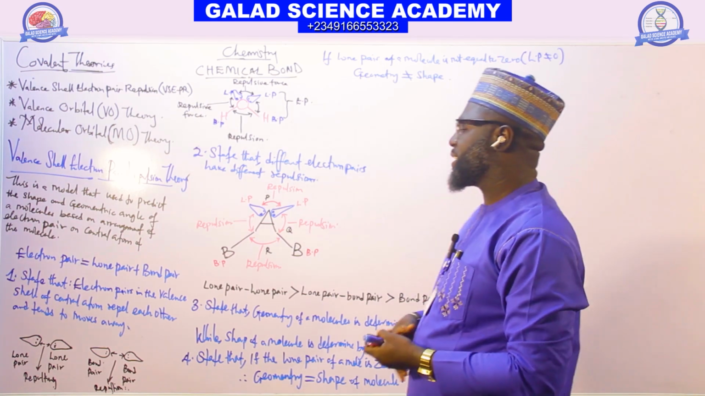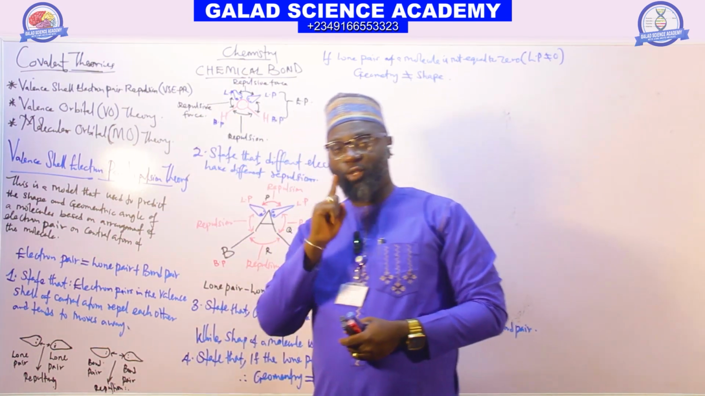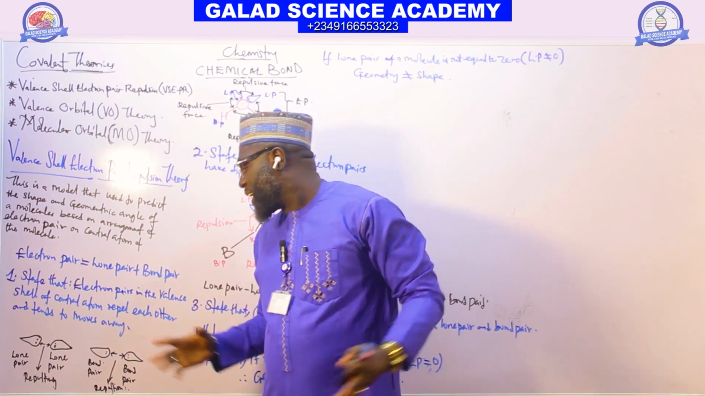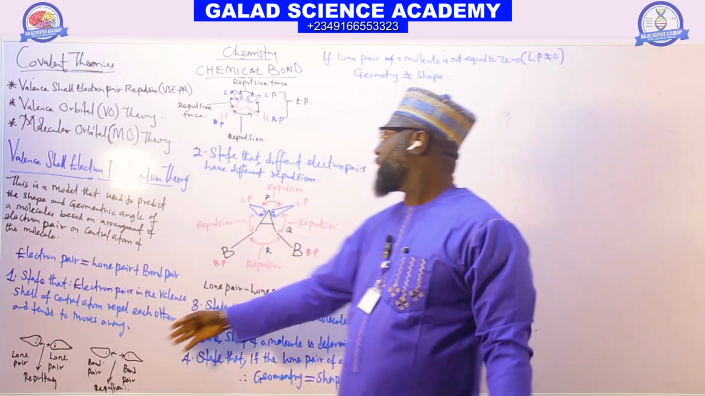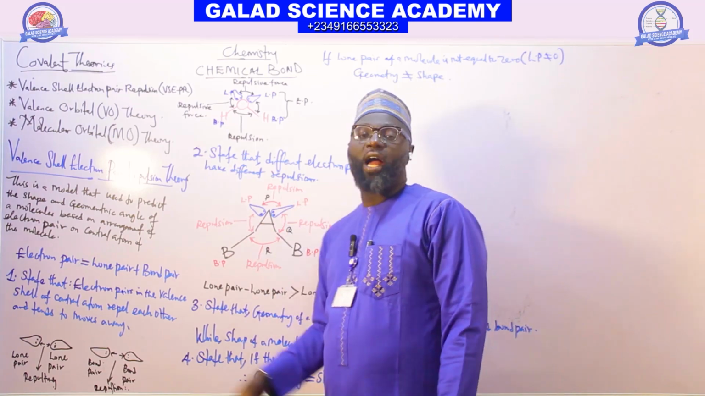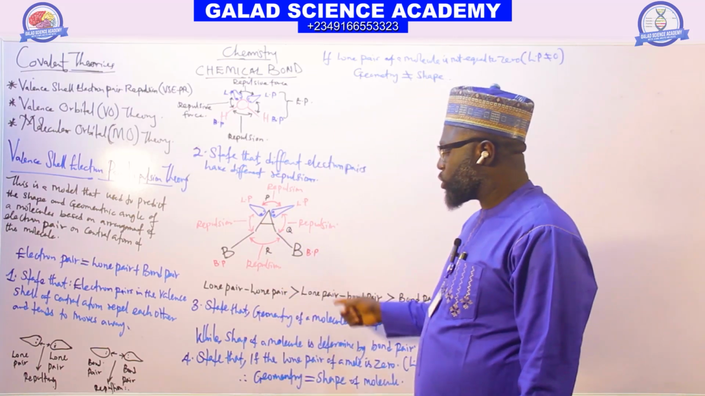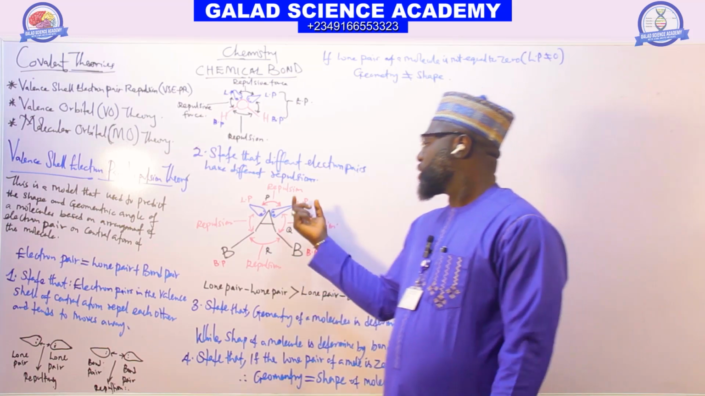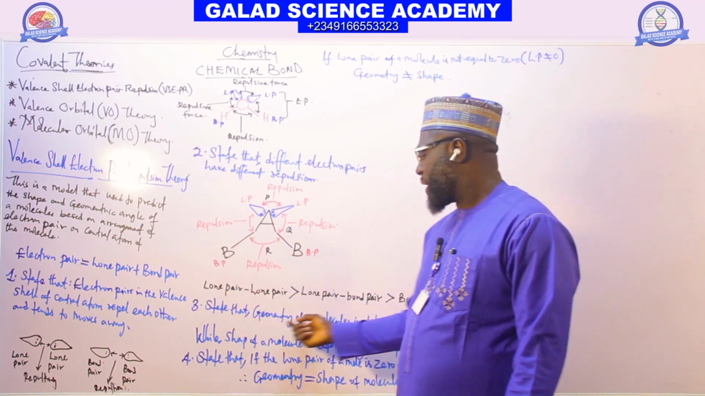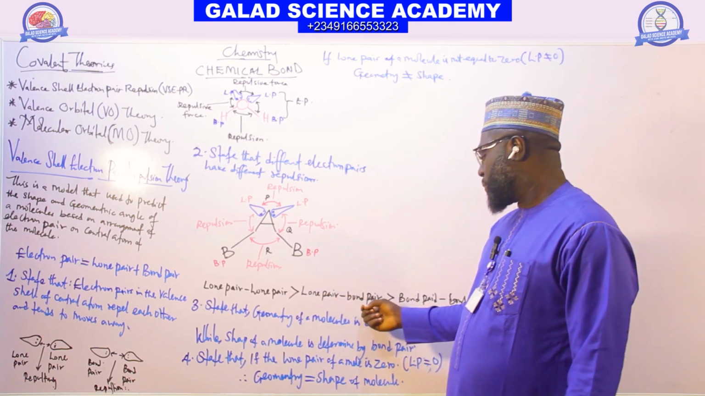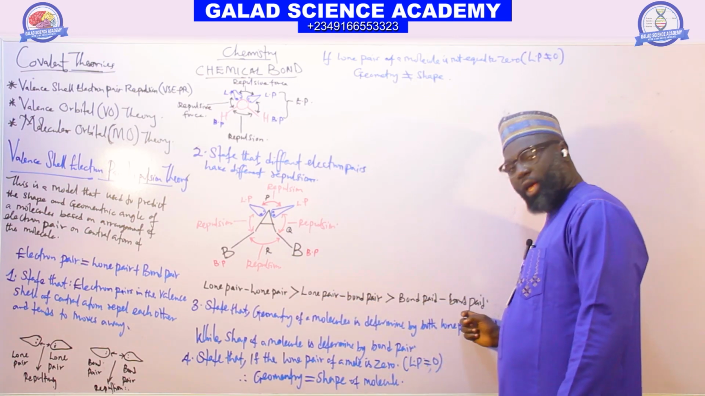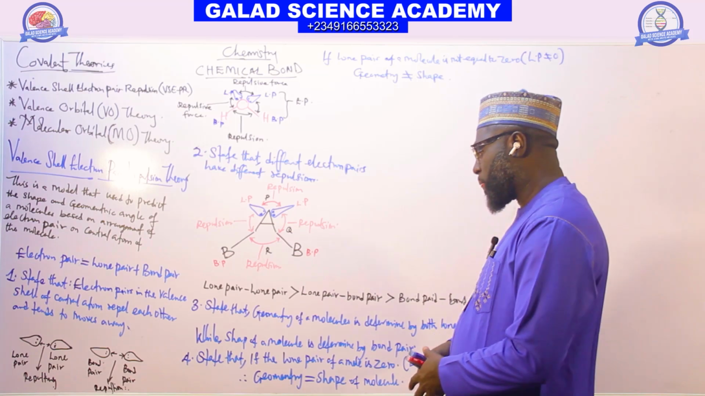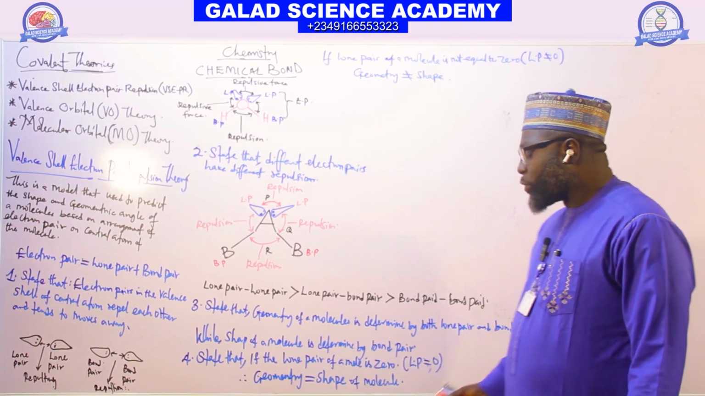Please don't forget VSEPR theory. The first law states that electron pairs in the valence shell of the central atom repel each other and move away from each other. Number 2 says that different electron pairs have different repulsion. Lone pair is greater than bond pair, so the bond pair is going to have the least repulsion.